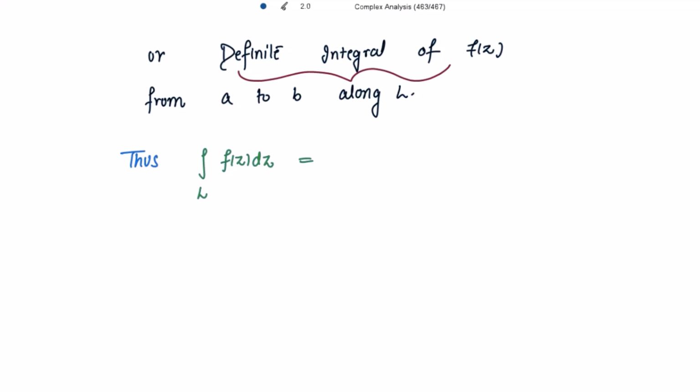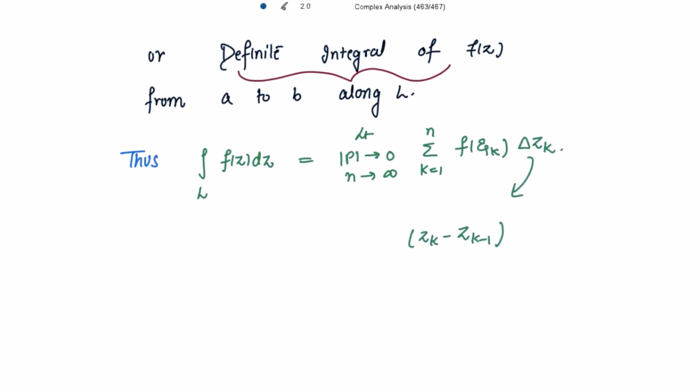Thus the integration of f(z) along L is equal to the limit as the mesh P tends to 0 and n tends to infinity of the summation k going from 1 to n of f of xi k into delta zk, or zk minus zk minus 1. So this is the definition of the integral as the limit of the sum. Now we are going to evaluate examples based on this definition.